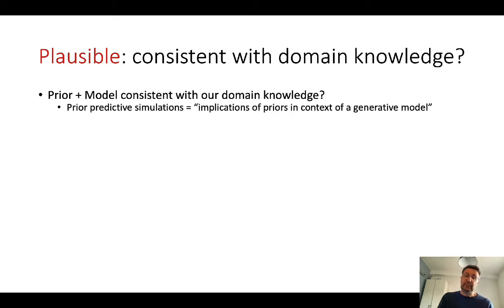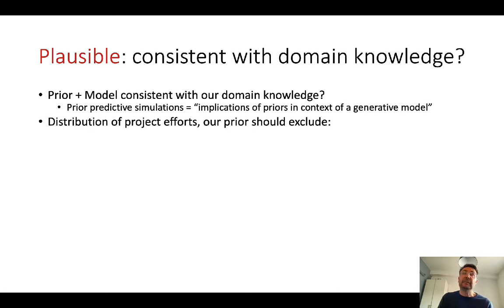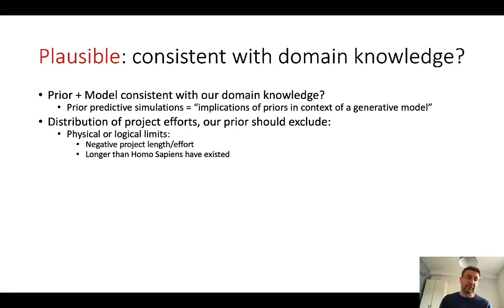So we do something called prior predictive simulations, which is we run the priors through the generative model, the statistical model, and we look at what this means and whether it is realistic. If we look at the example that Richard alluded to in his part 2, we looked at the distribution of project effort. So what can we say about the prior? What are the steps in a typical workflow we can consider? The first is, when we think about the prior, are there any physical or logical limits that we need to respect?